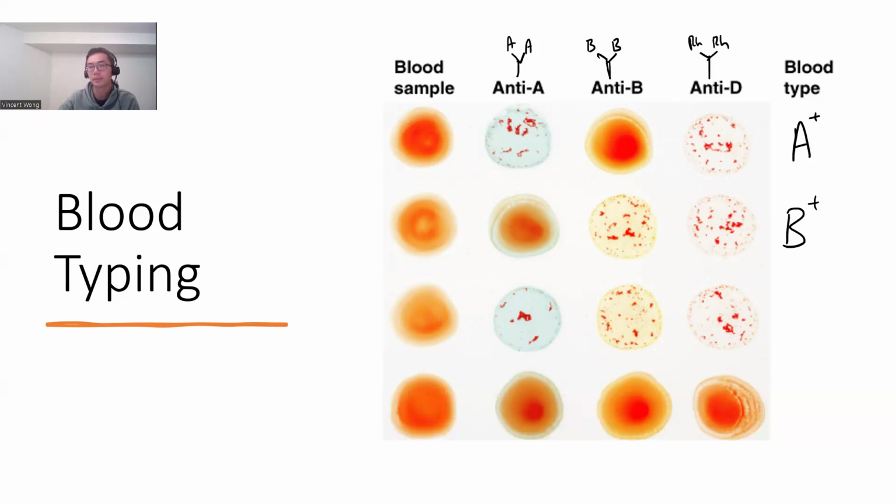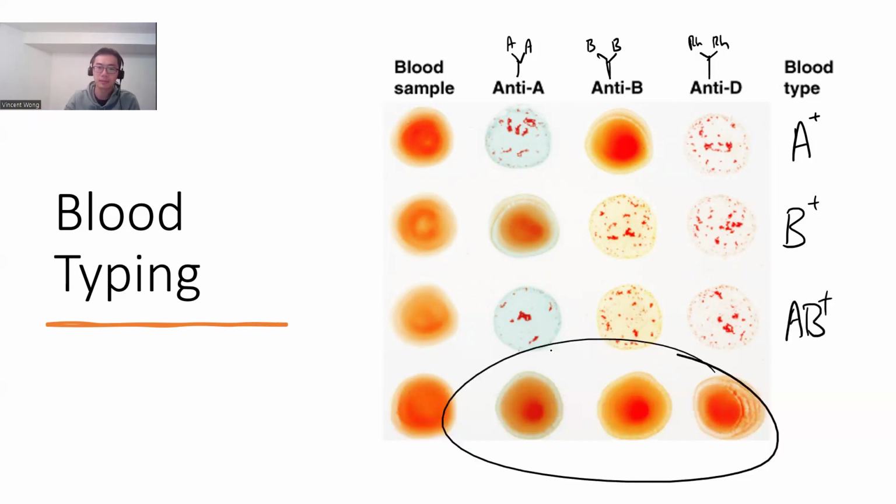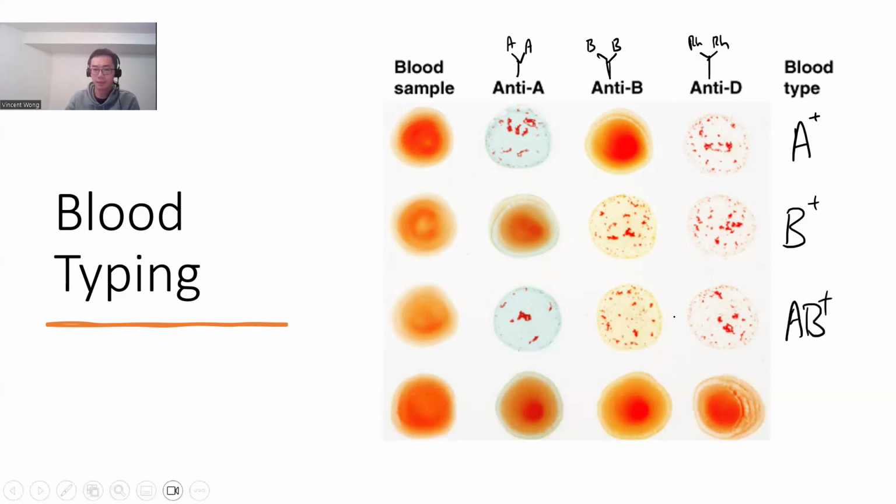Is it AB positive? Yes, AB positive, very good. And the last one, O negative. O negative, that's it. Right? So that's how we know what the blood types are. Okay, done.